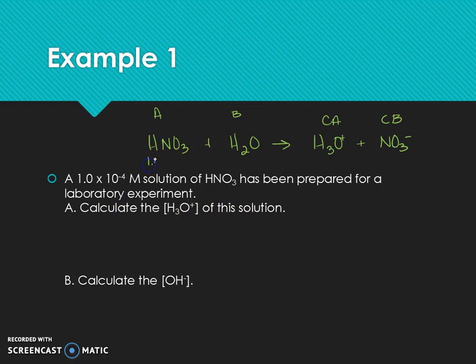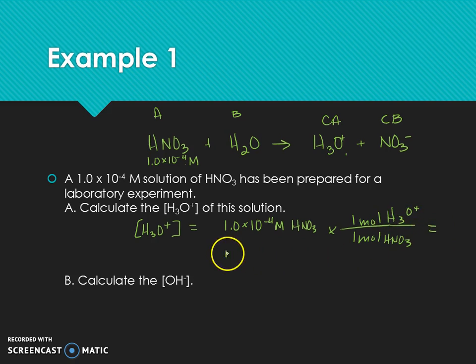Okay, so it says to calculate the H3O concentration of this solution. Well, we know that we have 1.0 times 10 to the negative 4th of this. And it's balanced, it's a 1-to-1 ratio. So our hydronium ion concentration is equal to 1.0 times 10 to the negative 4th HNO3. We know it's 1 mole HNO3 to 1 mole of hydronium ion. And so we end up with 1.0 times 10 to the negative 4th hydronium ions. Okay, so that's our answer for part A.